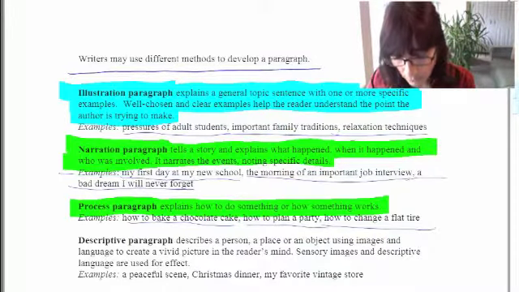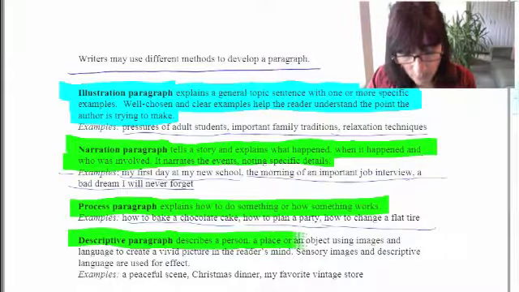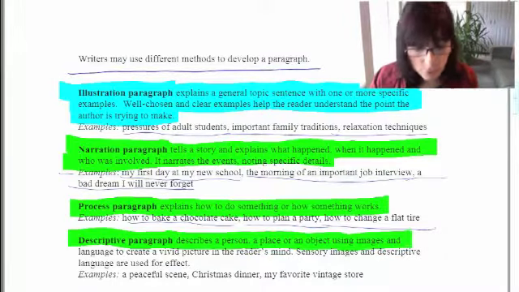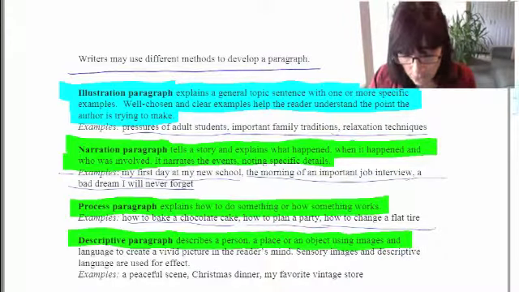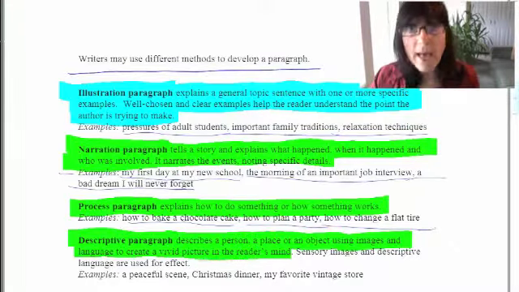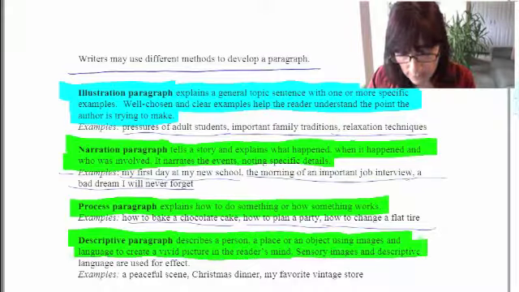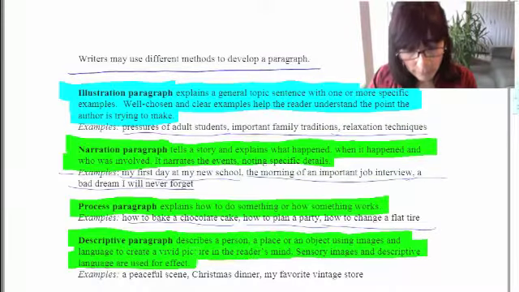Another type of paragraph is called a descriptive paragraph, and that would describe a person, a place, or an object, and in your description you would use images and language which creates a vivid picture in the reader's mind. So you would pay particular attention to the kinds of adjectives and adverbs that you're using. Sensory images and descriptive language would be used for effect.